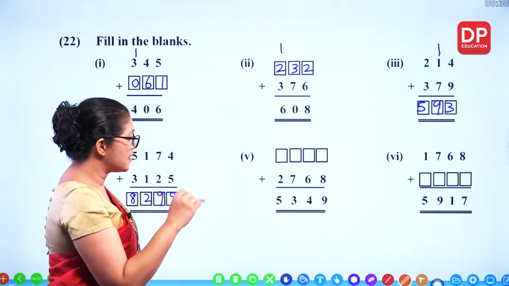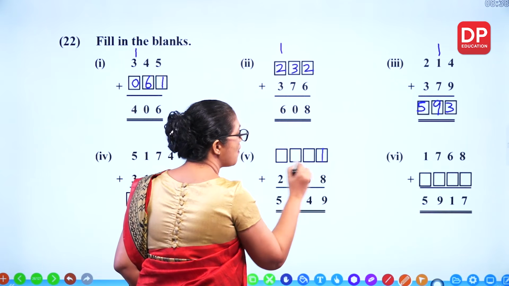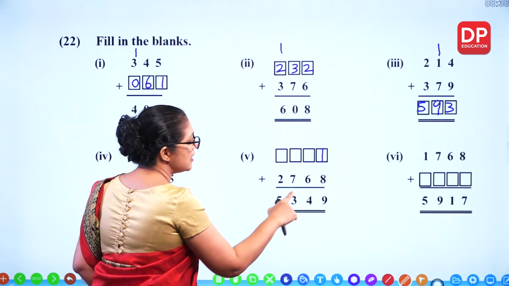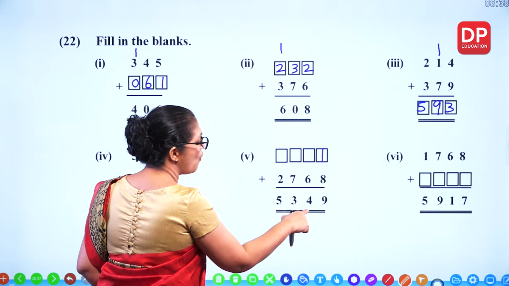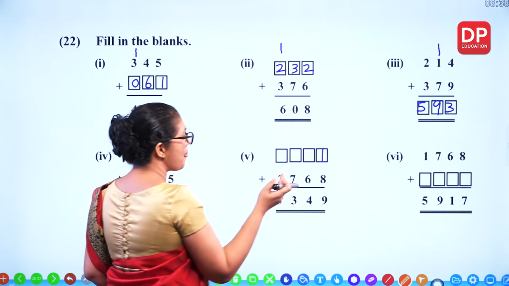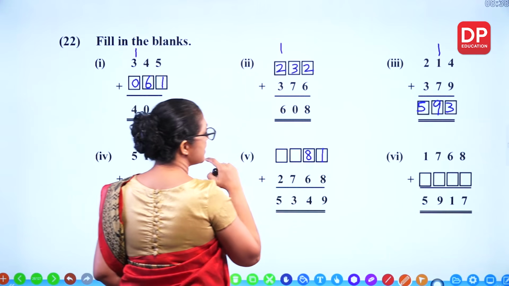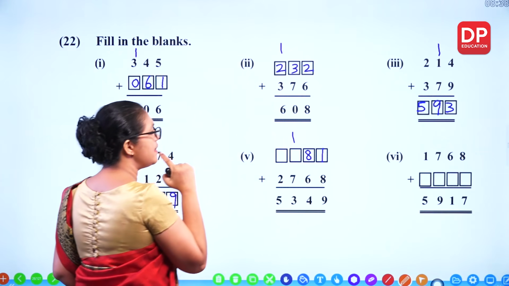This one, answer is given. Other way around. You need 9 from 8. You have to add 1 to that. So here you get 14. 4. You get 4. 6 is there. So what's the number you need to add? You need to add 8. 8 plus 6, 14. So 1 already there.